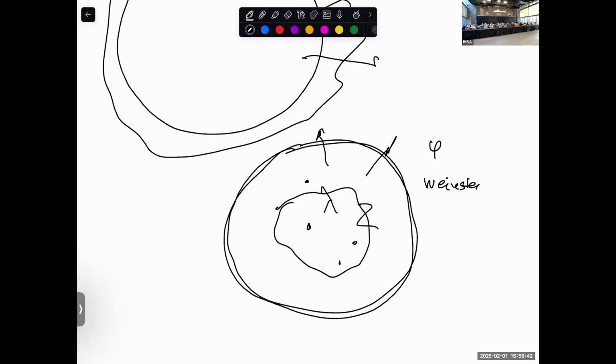A Weinstein filling means it's a Liouville filling such that the Liouville vector field admits a Lyapunov function, gradient-like for some function. Not every Liouville filling is Weinstein, because of pure topology.